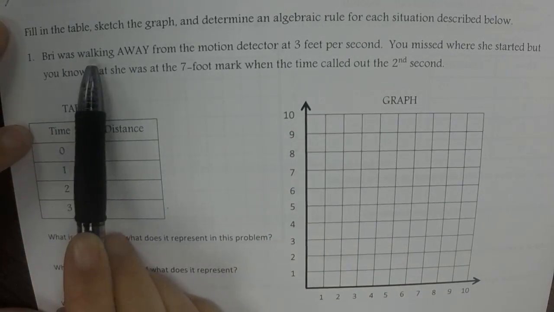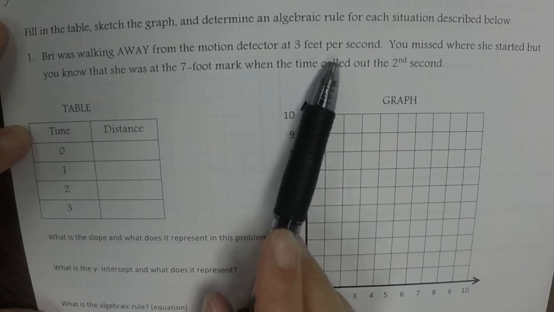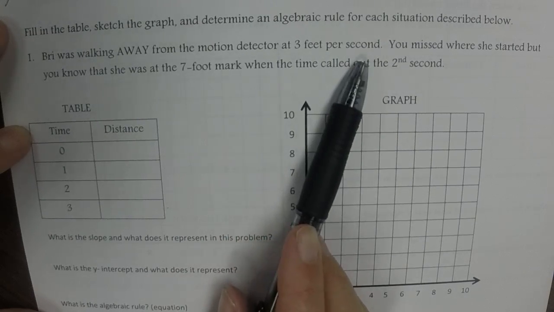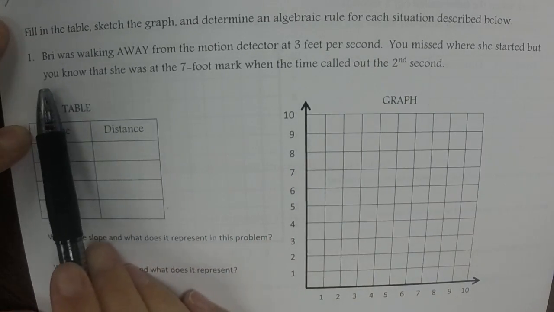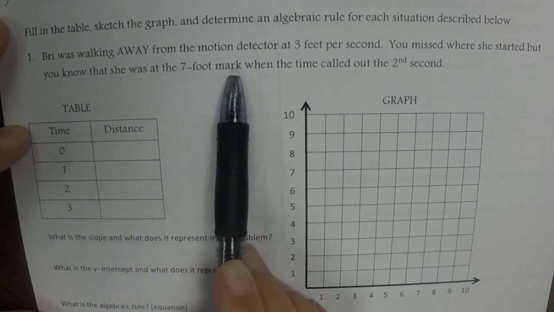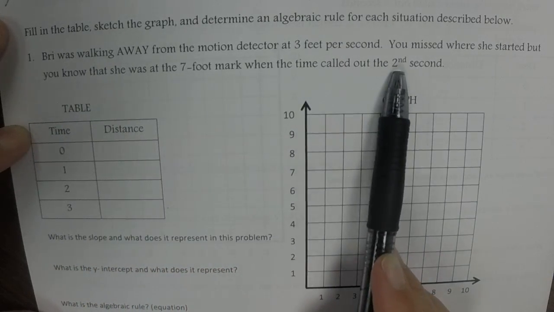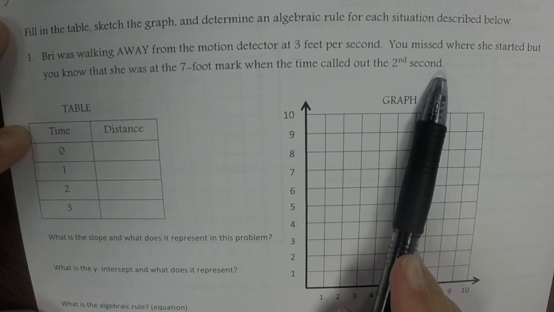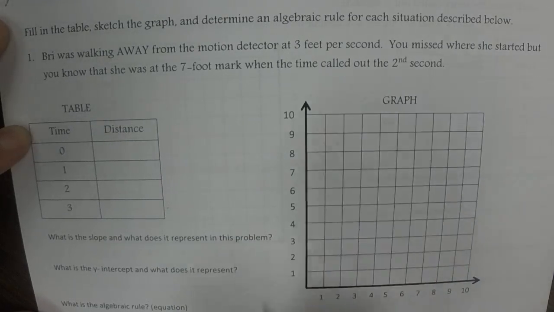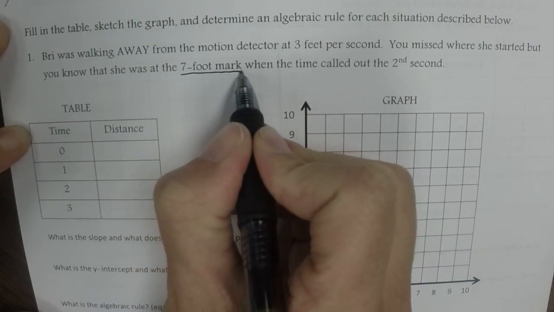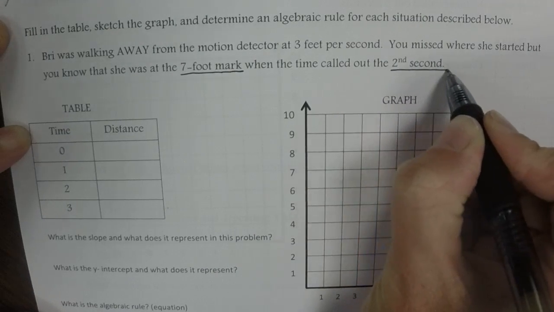It says Bree was walking away from the motion detector at 3 feet per second. You missed where she started, but you know that she was at the 7-foot mark when the time called out 2 seconds. So there are 2 places that we can put this information. We have a 7-foot mark and 2 seconds.